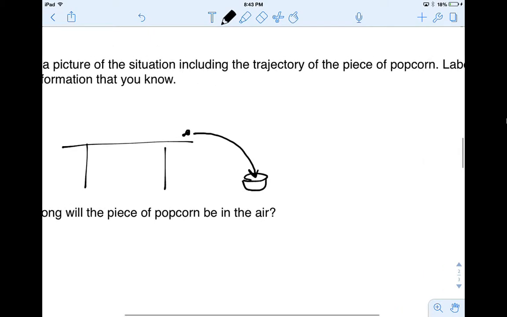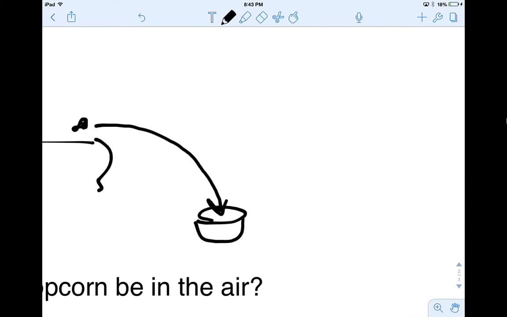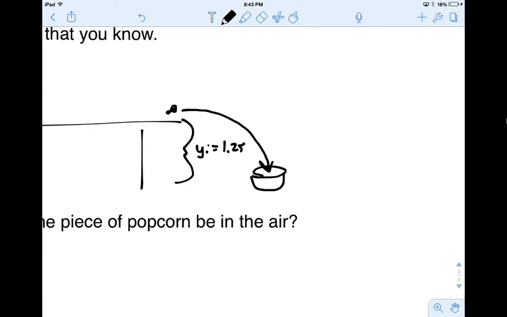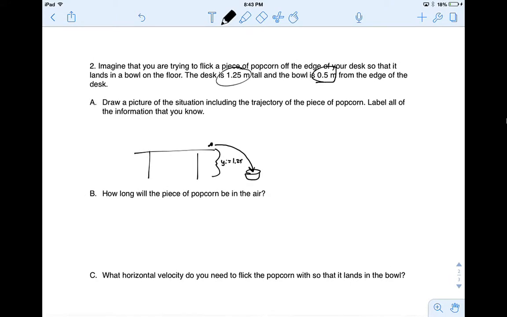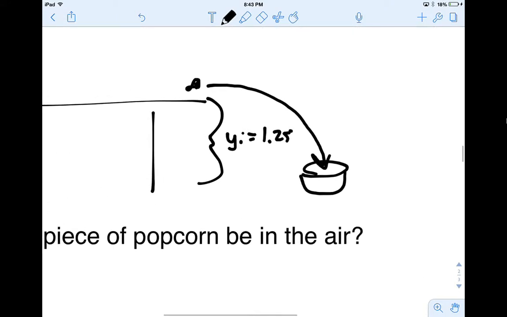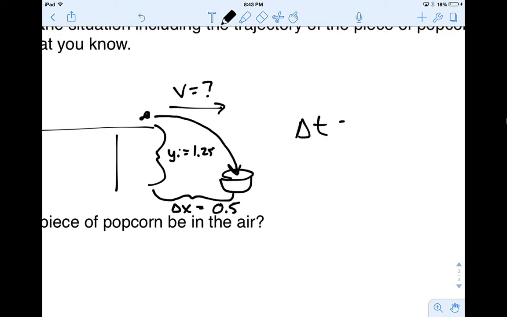Now, there's a couple things they told me. They said that the desk is 1.25 meters tall, so I know that yi equals 1.25. It also said the bowl is 0.5 meters from the edge of the desk, so I know that the distance, delta x, is 0.5. Now, I don't know the velocity, and I don't know the delta t, but I do know those other two things.